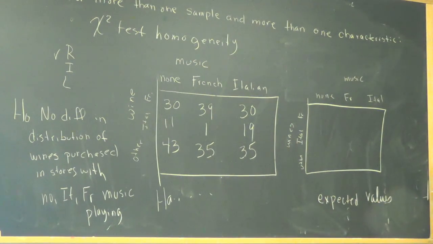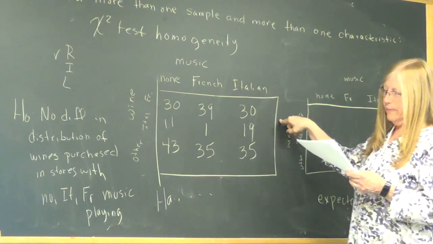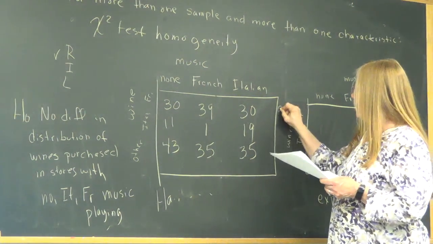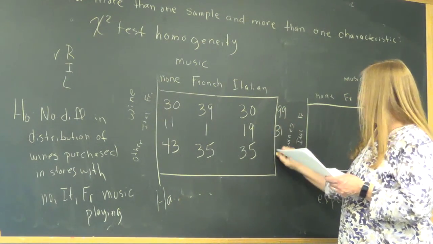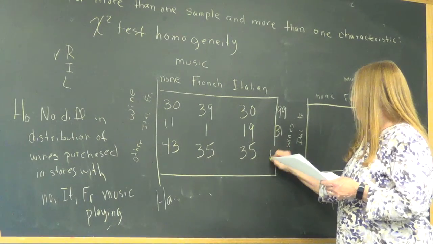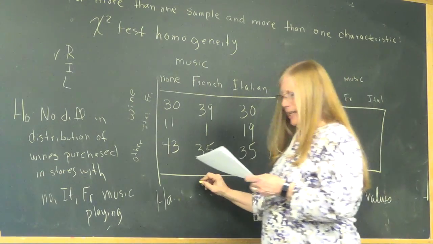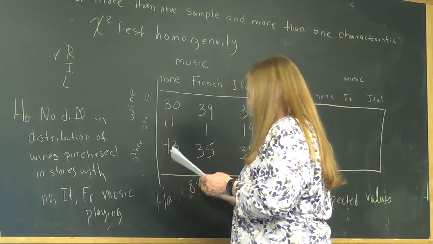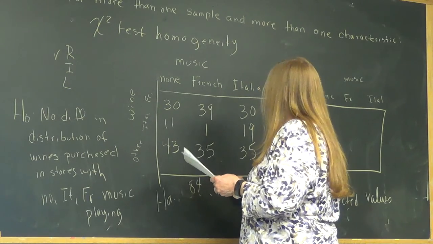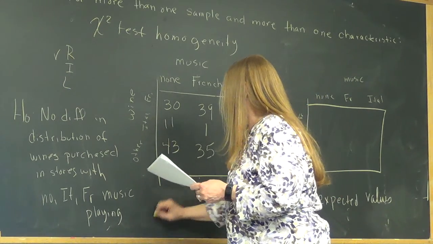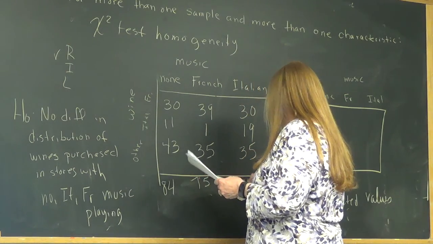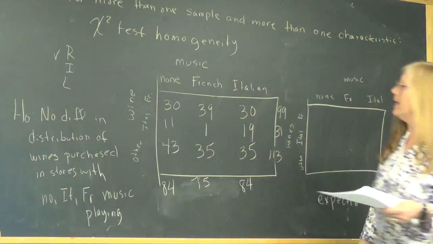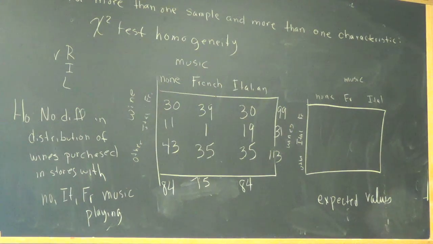All right, so over here I need the totals. So these come out to 99, 31, 113. Down here we have 84, 75, 84. 75 and 84. Do I have the right numbers? Yep. Matching totals. All right.